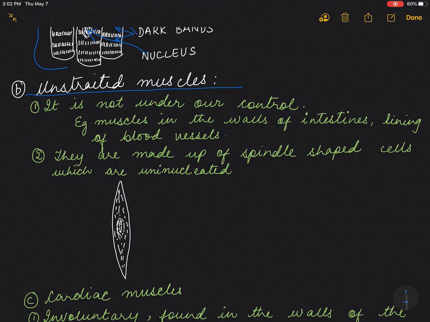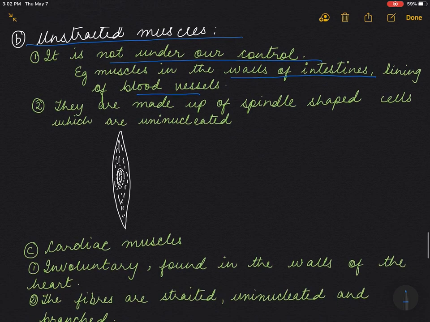Moving on to unstriated muscles. Remember, unstriated muscles are not under our control. We cannot control them, like muscles which are found on the walls of the intestines, in the lining of the blood vessels. Now food is passing through your intestines. Can you ask the food to stop there? No, you cannot. So it is not under your control. Even the muscles which are connected to your lungs, when you breathe, the muscles in your lungs contract and relax. So that is also not under your control. It may be up to a certain limit, but you cannot control it forever.